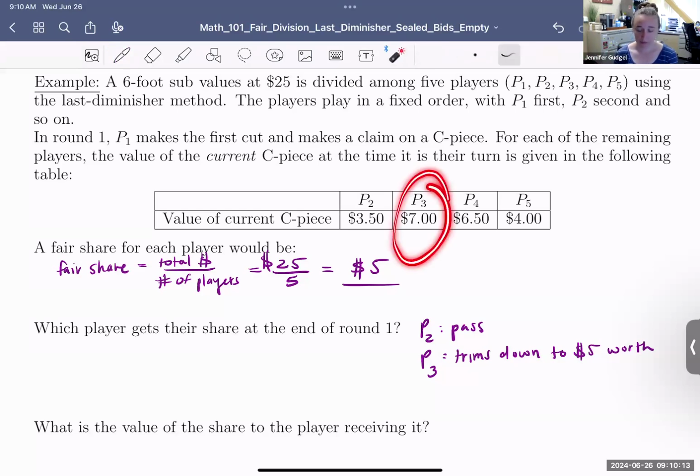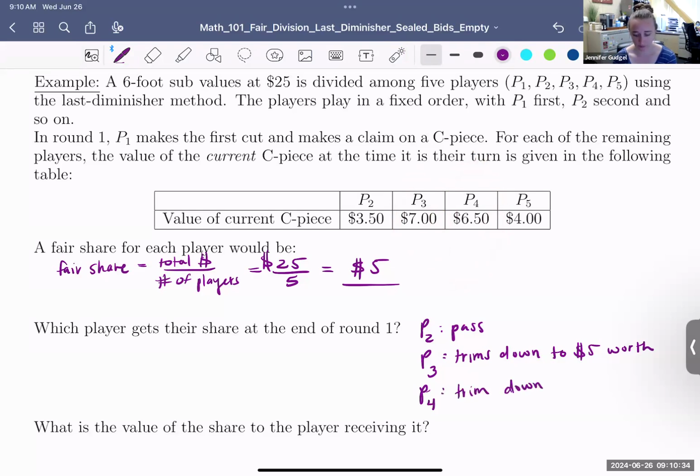So player three trims down to what they feel is $5, and that's the piece that now player four is getting. And even after player three's trim, player four is looking at it and going, oh, $6.50 right there. Like that's a pretty big piece. So player four is also going to trim. They're going to trim a second time. They're going to trim down to $5 worth. And again, they have to trim all the way down to $5 worth because they're not last in line. There was still another player after them.